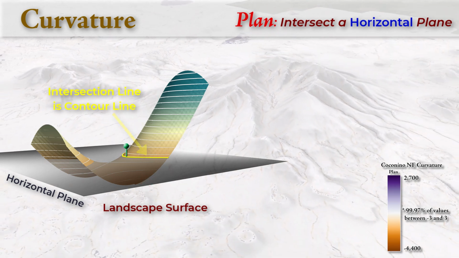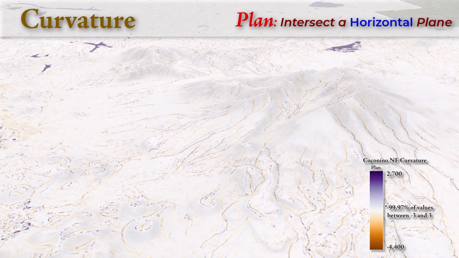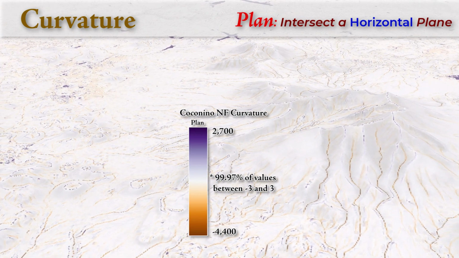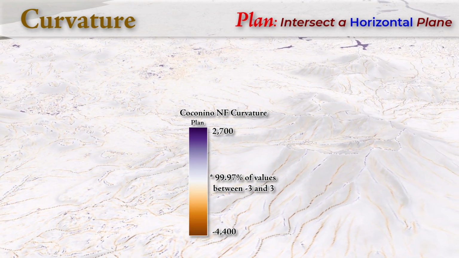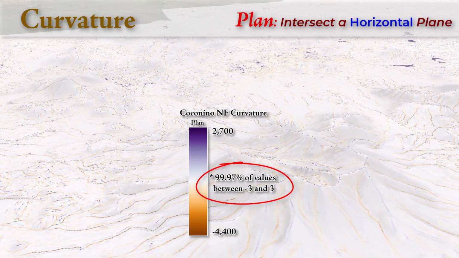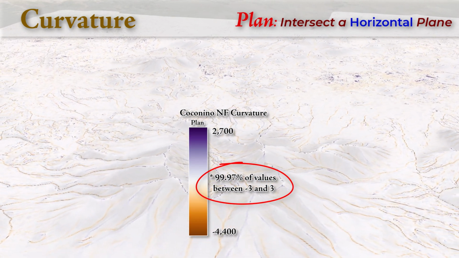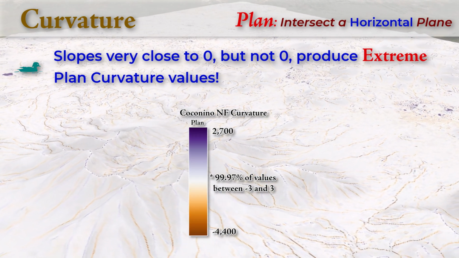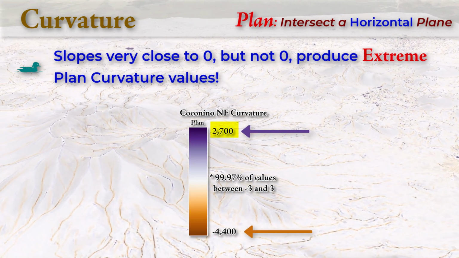And plan curvature is very cool because it tells us the curvature of contour lines, which makes it an intuitive measure for many of us. However, the internal algorithm that calculates plan curvature can create extreme values when the landscape is very close to flat, but not quite exactly flat. Plan curvature values are generally near zero, rarely getting higher than 3 or less than -3. And if you have a slope of 0, then plan curvature will be 0. However, if you have a slope that's just a tiny fraction, less than a 10,000th of a degree, then all of a sudden your plan curvature values shoot up into the thousands or down into the negative thousands.